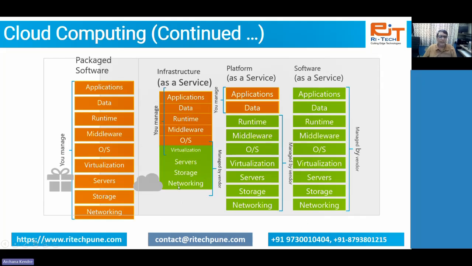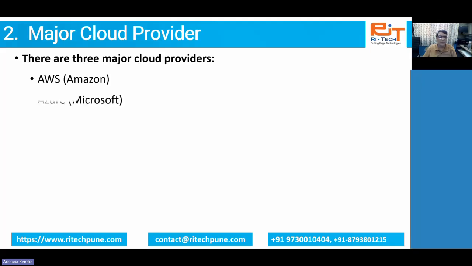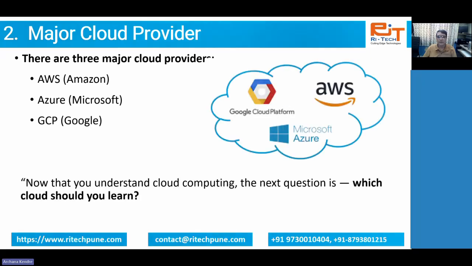So this is the way you can utilize the cloud. You can utilize the cloud as infrastructure as a service, platform as a service, or software as a service. Now, the major cloud providers we have are Amazon Web Services (AWS), then Microsoft Azure, and GCP, the Google Cloud Platform. So you can use Google Cloud Platform, Amazon Web Services, or Microsoft Azure. These are the three major cloud providers.